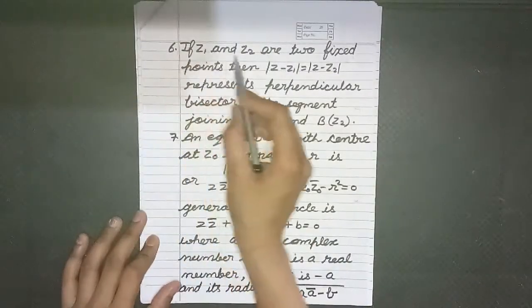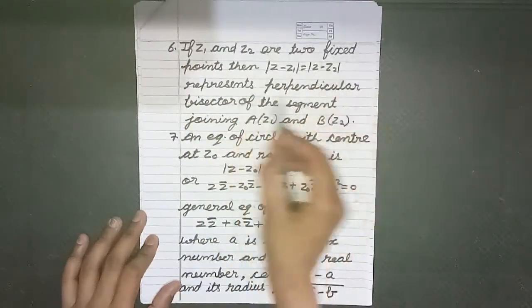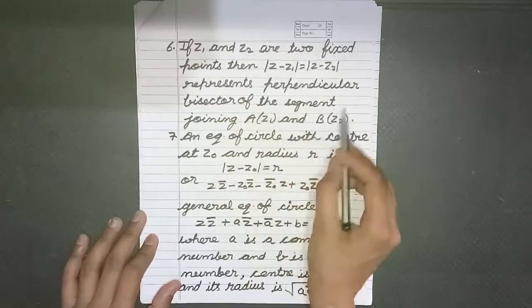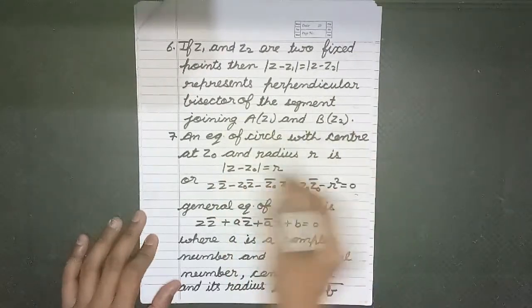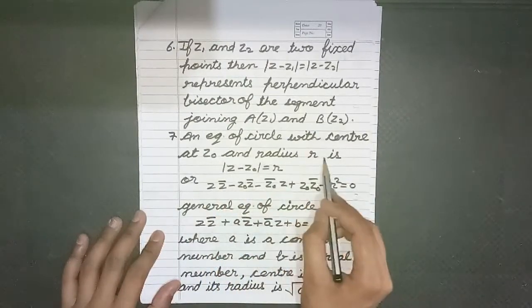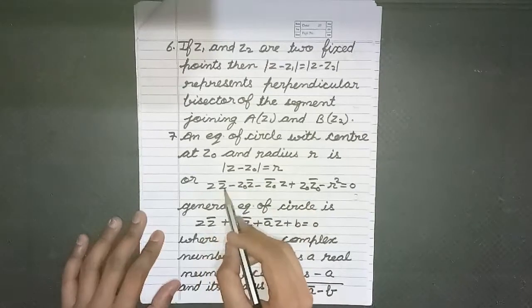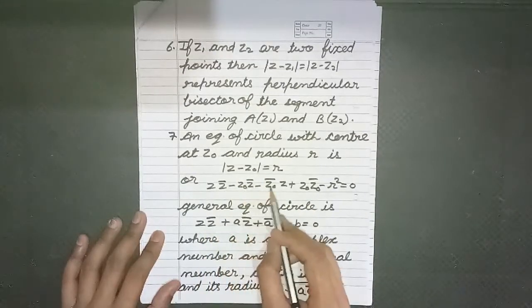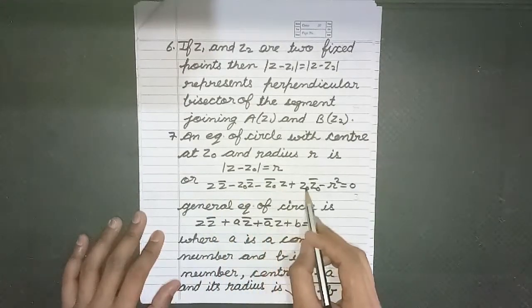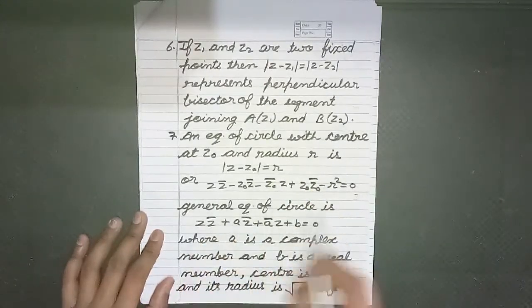Sixth, if z1 and z2 are two fixed points, then modulus of z minus z1 is equal to modulus of z minus z2 represents the perpendicular bisector of the segment joining A(z1) and B(z2). Seventh, an equation of the circle with the center at z0 and radius r is modulus of z minus z0 equal to r, or z z conjugate minus z0 z conjugate minus z0 conjugate z plus z0 z0 conjugate minus r square equal to 0.